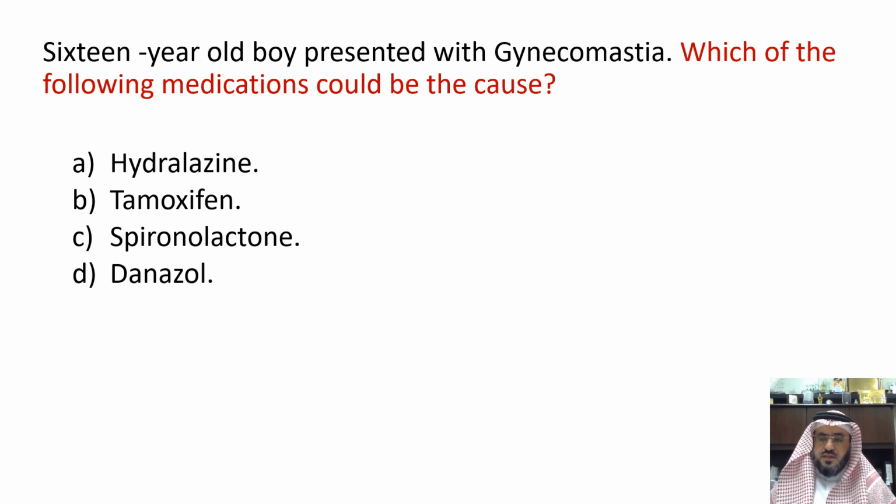hyperandrogenism, especially in females with polycystic ovary syndrome. One of the medications we prescribe to them is spironolactone or Aldactone. Aldactone is a trade name. Why? Because it has anti-androgenic activity. So if a boy or a man takes spironolactone for a long period, they are at risk of decreasing androgen level, and when their androgen level is reduced, they are at risk of gynecomastia.